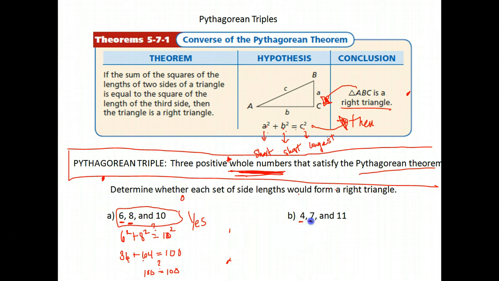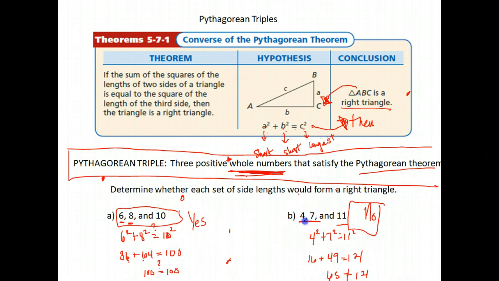Let's try this one. The two shorter ones, 4 and 7, do they equal 11 squared? So 4 squared plus 7 squared equal 11 squared. 4 squared is 16, 7 squared is 49, and 11 squared is 121. 16 plus 49 is 65, which is definitely not 121. So no, this would not be a right triangle.